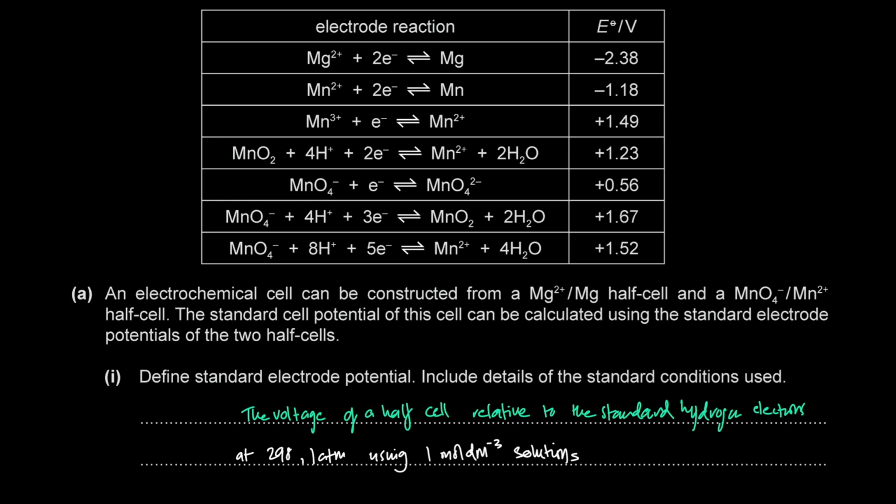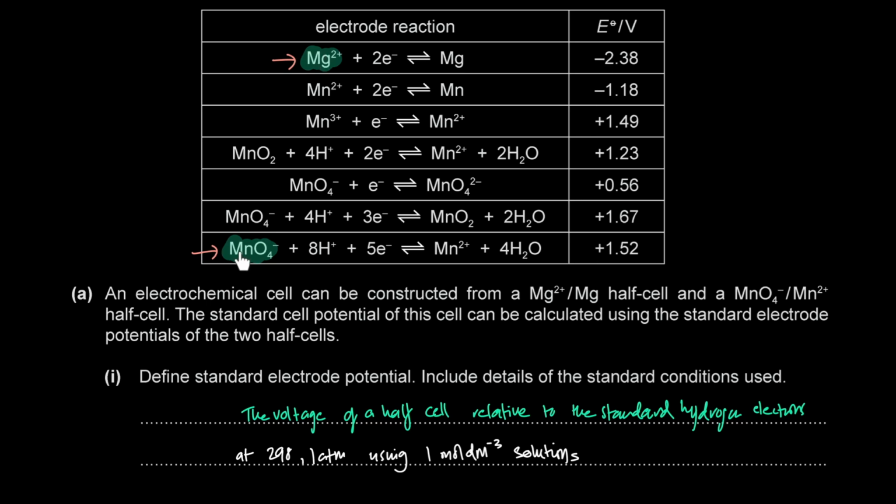So the first question that I have is, if you look at these two half equations, which of these two reactants, Mg2+ or manganate 7, favor reduction more? Or for which of these is reduction more favorable? Look at the electrode potentials.